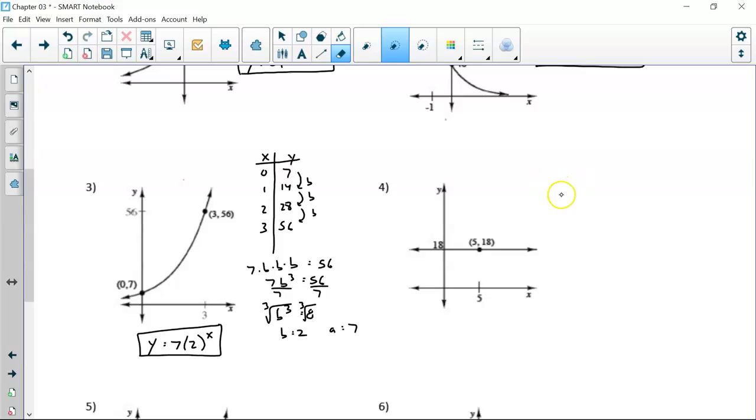For number 4, we're at 0, x and y. We're at 0, 18, and then we're all the way at 5, 18. We're not multiplying by anything. So our multiplier, b, is 1. And our initial A is 18. So this would be y equals 18 times 1 to the x. That's how you could write it as an exponential, or it's just linear, y equals 18. Either one of those would be correct. Here it is as an exponential function, which is also a linear function for this example.